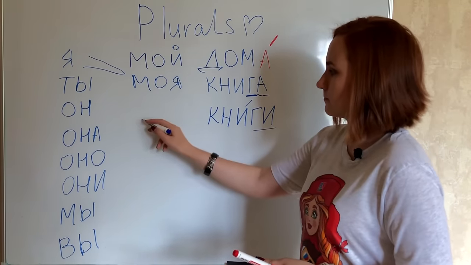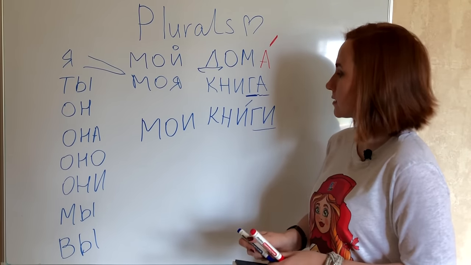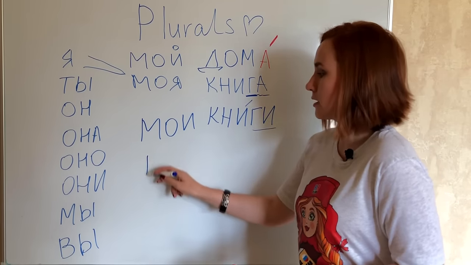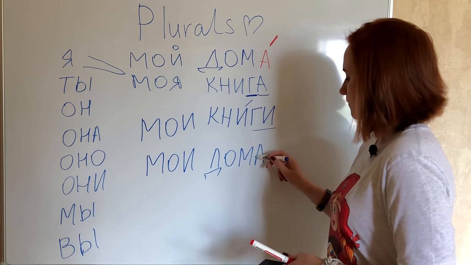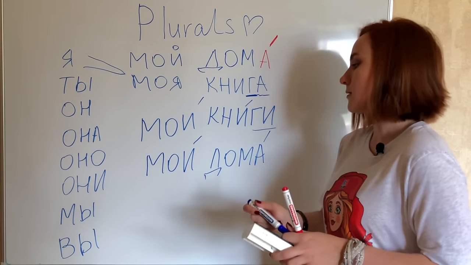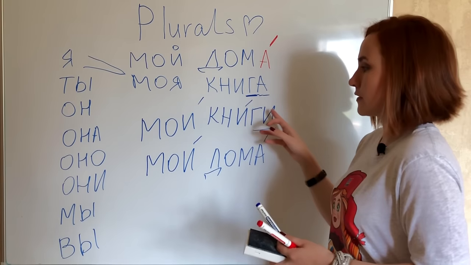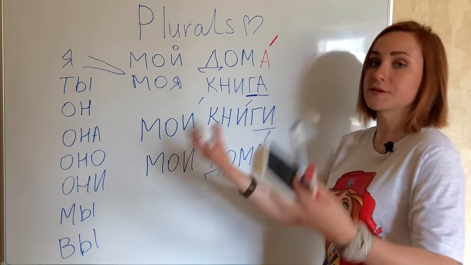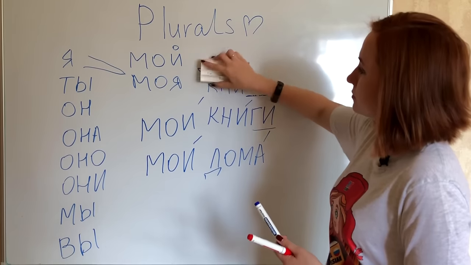So, мои, right? Мои книги. Okay, мои книги and мои дома. My houses. Мои книги, мои дома. In both situations, they are my, but there are several of them. So we use мои. Several books, several houses. My books, my houses. Мои книги, мои дома.